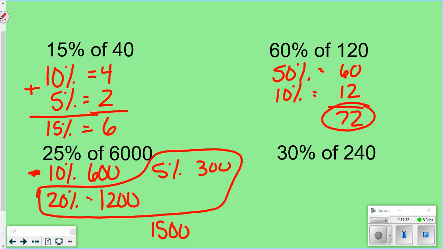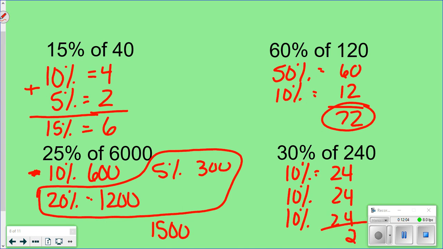For 30%, I'm going to find 10% and multiply it by 3, so 10% would be 24. Then I'm going to add 24, 24, and 24, which gives 72. So there's a lot of ways you can do some of these.